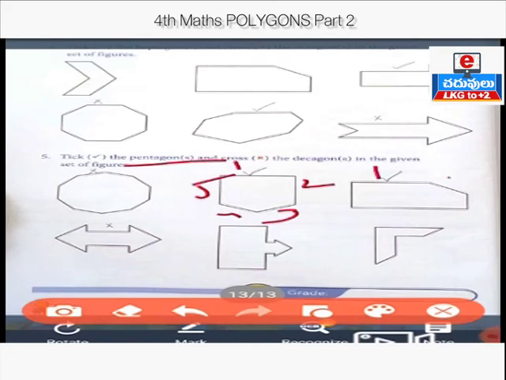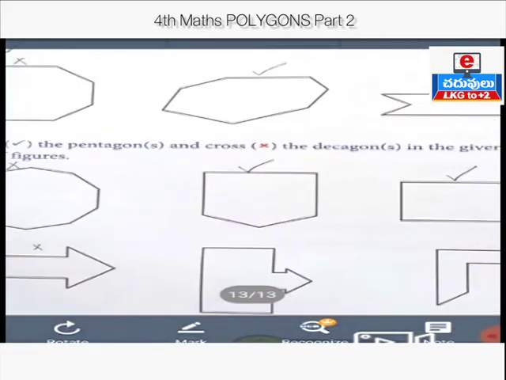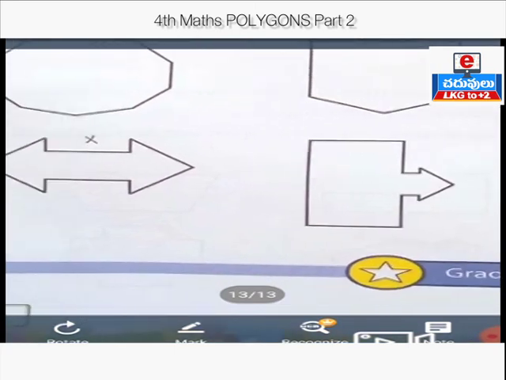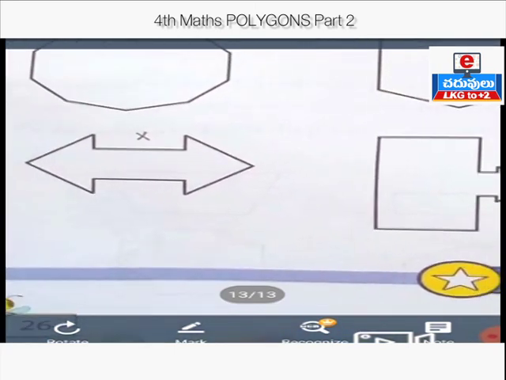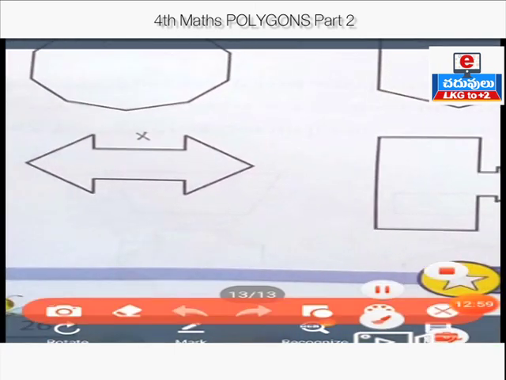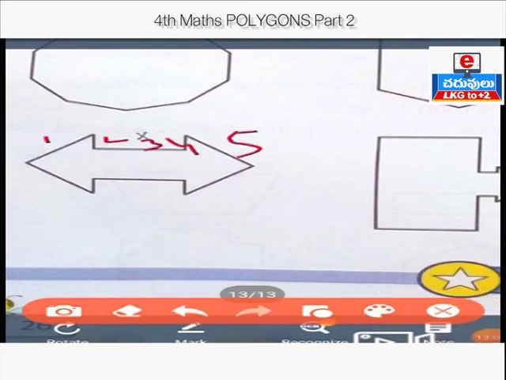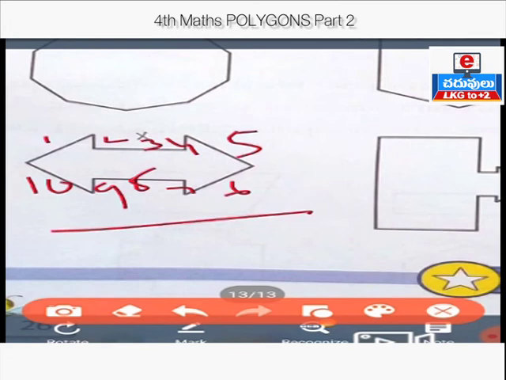Okay, here 1, 2, 3, 4, 5. 5-sided, also tick the option. The diagram you tick it. Coming to the lower diagrams. You keep the numbers: 1, 2, 3, 4, 5, 6, 7, 8, 9, 10. Here 10-sided means this is a decagon. We can cross out this diagram.